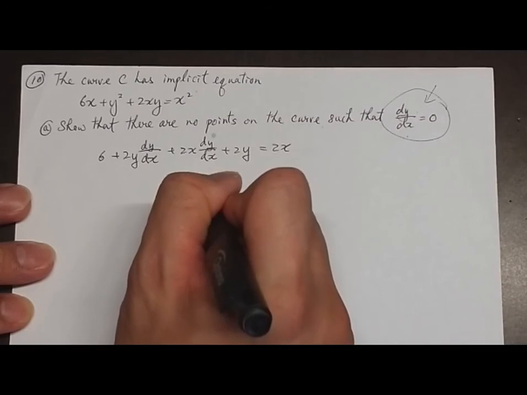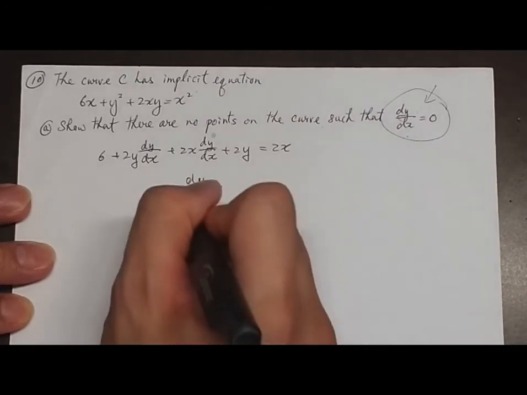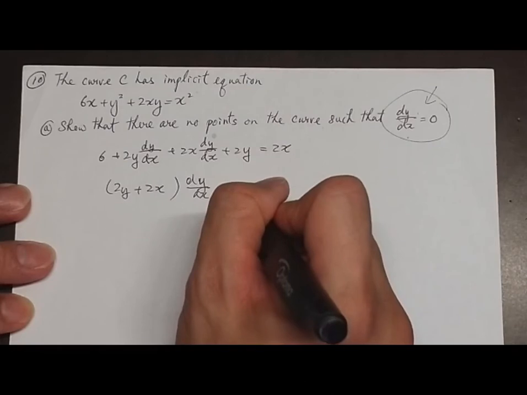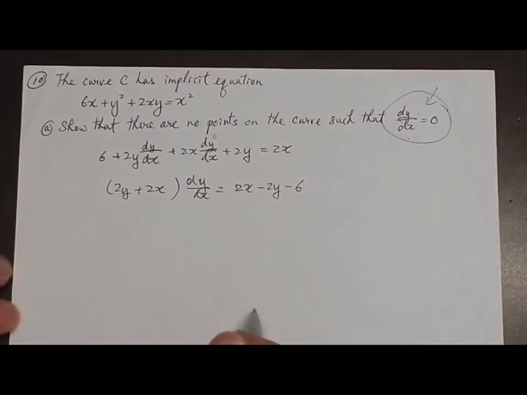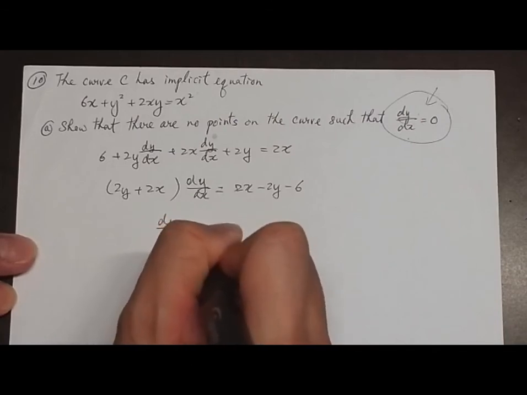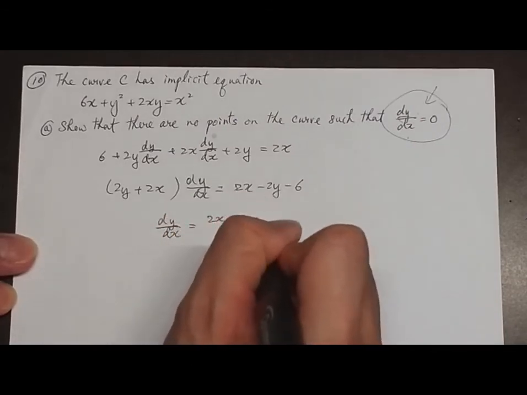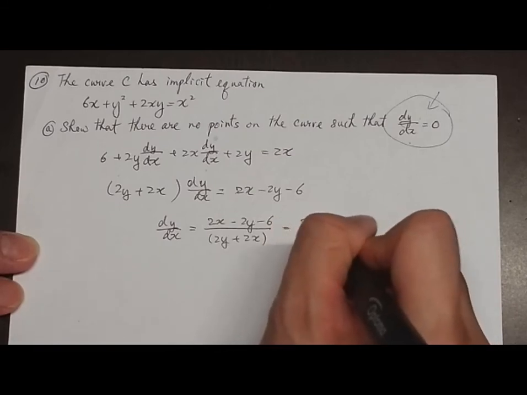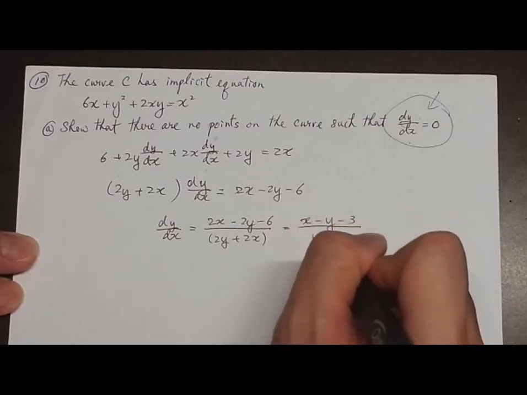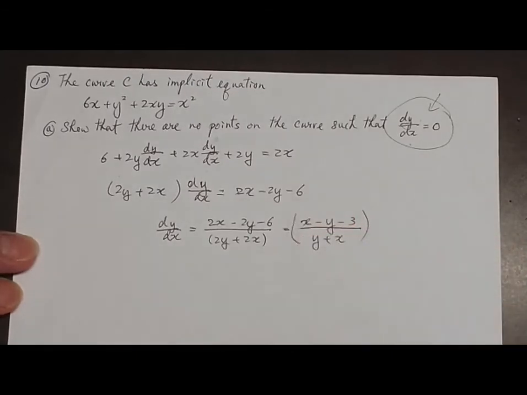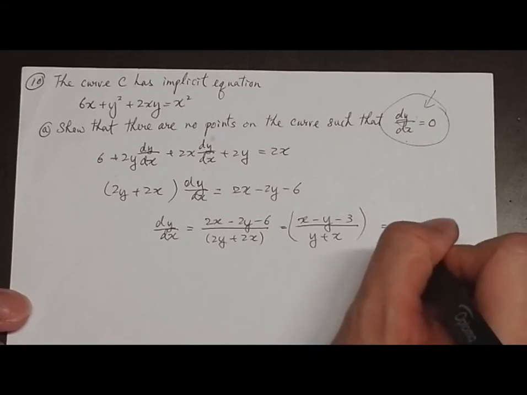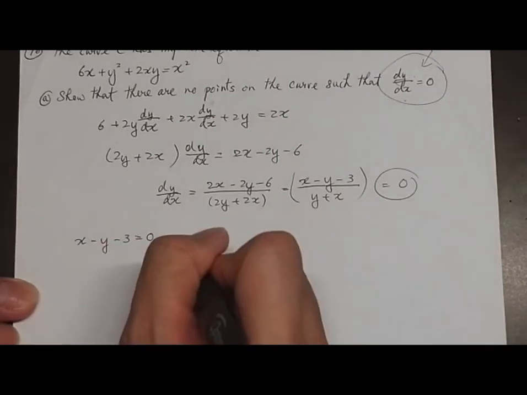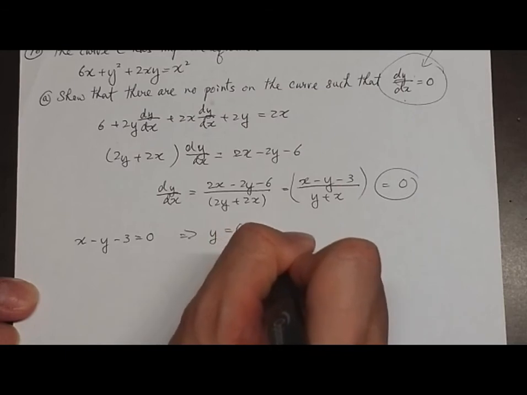And we take everything with dy by dx into the left hand side. We got (2y plus 2x) multiplied by dy by dx equal to 2x minus 2y minus 6. So dy by dx is equal to (2x minus 2y minus 6) over (2y plus 2x), and this is equal to (x minus y minus 3) over (y plus x). This is the dy by dx. And if this is equal to 0, that means x minus y minus 3 equal to 0, and y is equal to x minus 3.